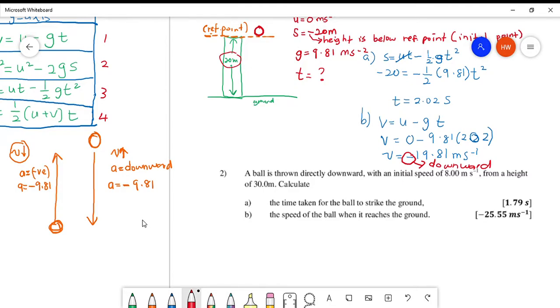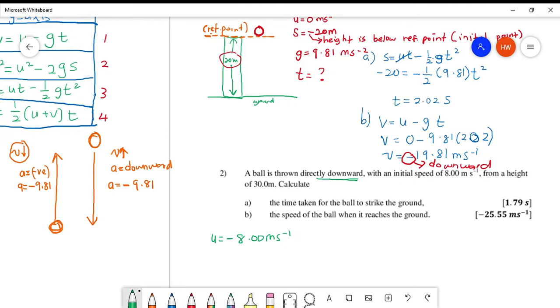So, berapa U dia? Okay, salah. Bukan 8. Good girl. Sekarang ni, kita letak U, kita kena letak negatif 8, sebab it's going downward. Kita throw dia downward. So, direction ni kita dah tahu which is downward. So put negative sign. And then from a height of 30 meter.